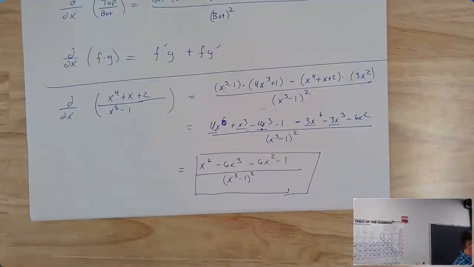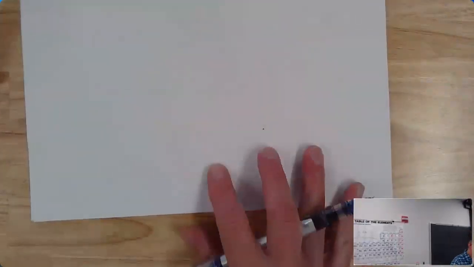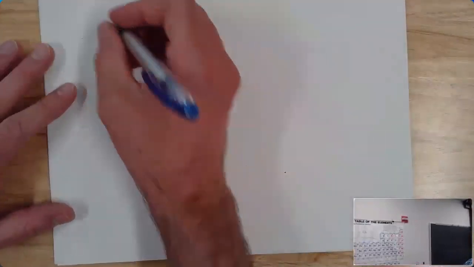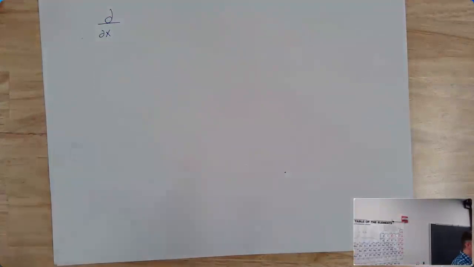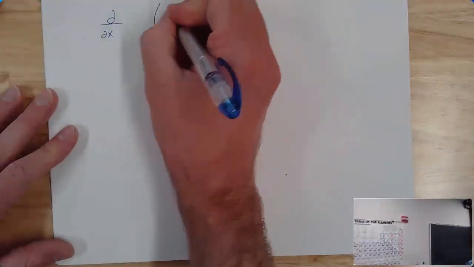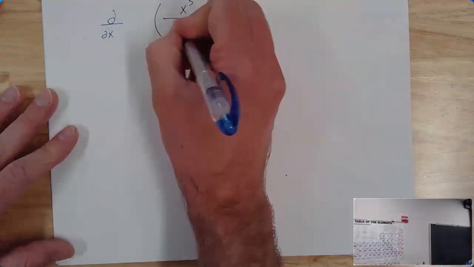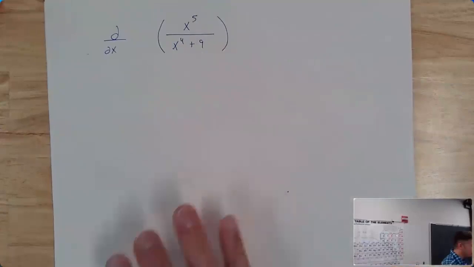So there's one example, and that's kind of what we do. Let's look at another example. Let's take a look at the derivative. In fact, why don't you all try this one on your own? Try finding the derivative of x to the 5th over x to the 4th plus 9, just using the quotient rule.